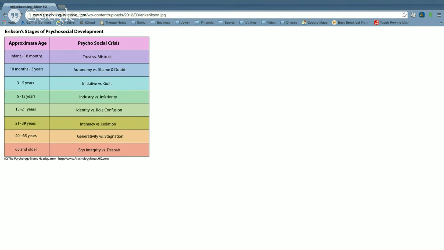Identity versus role confusion. This is probably where you guys are, regardless of if you're 21 or not. I think that those ages are probably more connected with averages and not necessarily applicable to college students in general. This is what you've been going through all through high school when you were deciding where to go to college, when you were deciding what to do with your life. You were trying to answer the question, who am I? Do I have an idea of who I want to be, or is my life just a big blur? So your primary task in this period of life is to figure out, what do I want to do with my life?